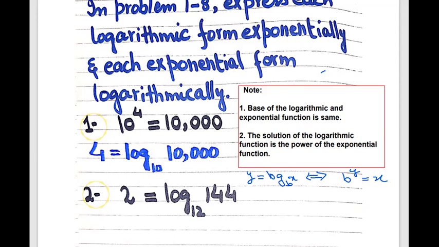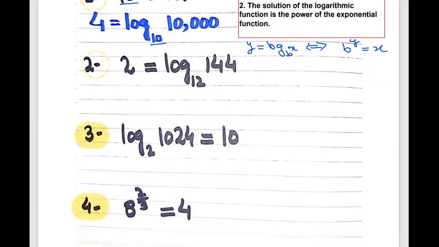First one is to convert this exponential form into logarithmic form. The first step is that the base is the same in both cases, and the power of the exponential function is basically the solution of the logarithmic function. So 4 is placed over here, and the remaining term we place here. Similarly, we can solve the other questions.